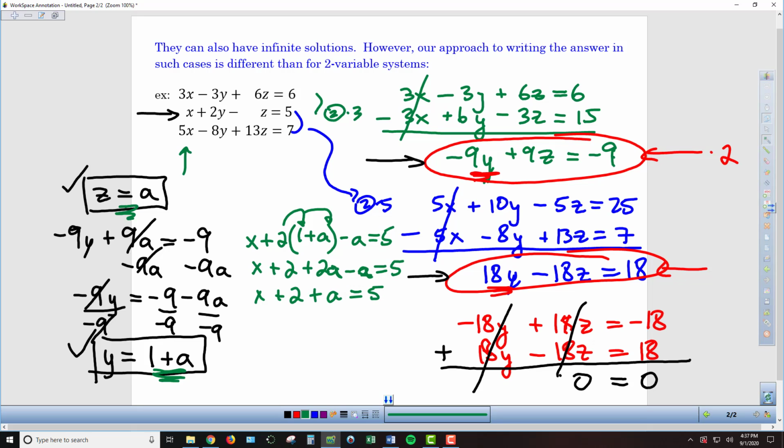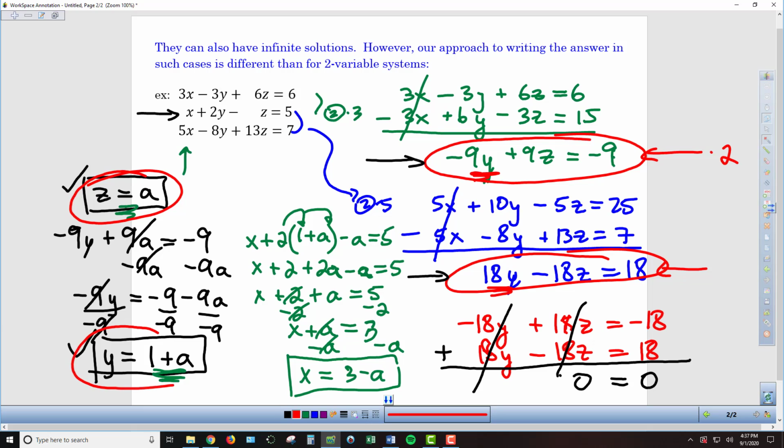And now I've got to work on just getting that x all by itself. So I'm going to subtract 2 from both sides first. So I've got x plus a equals 3. Believe it or not, that's a 3. And then I'm going to subtract a from both sides as well to get x by itself. So I have x equals 3 minus a. And so then taken together, these three things, z equals a, y equals 1 plus a, and then x equals 3 minus a, is the relationship between these three variables.